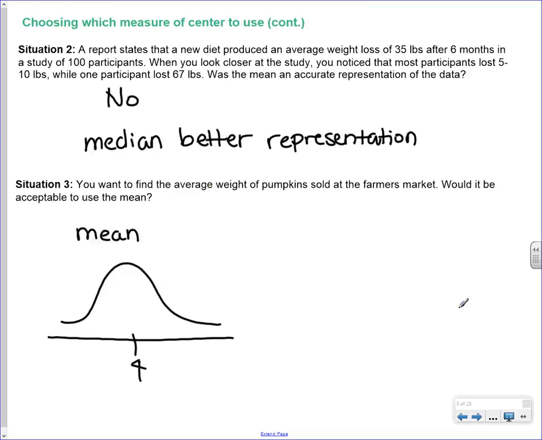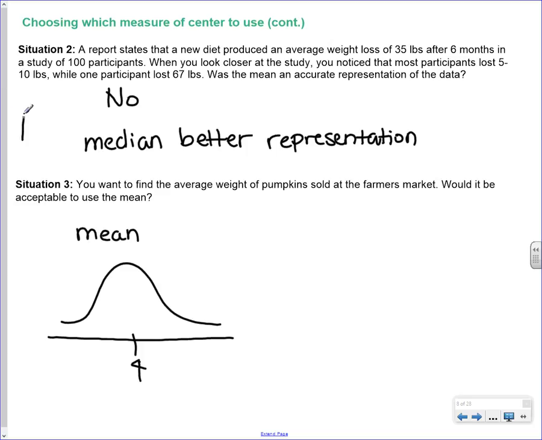The next one says a report states that a new diet produced an average weight loss of 35 pounds after 6 months in a study of 100 participants. When you look closer at the study, you notice that most participants lost 5 to 10 pounds, while one participant lost 67 pounds. What is the mean, and is it an accurate representation of the data?